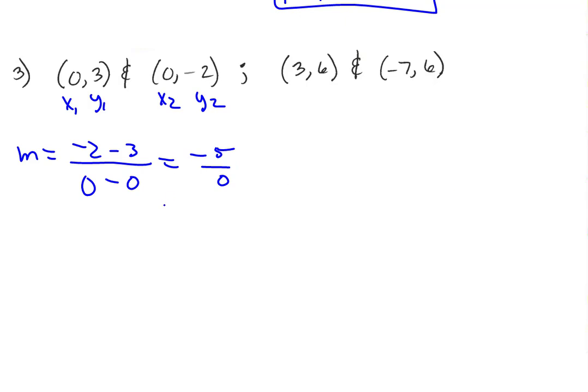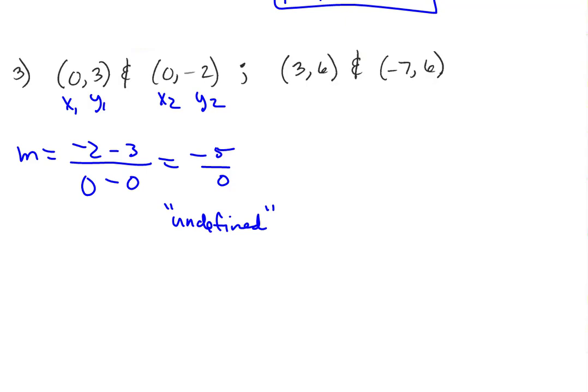That's actually a value known as undefined. Okay, we've seen this kind of thing before. You cannot divide a number by 0. So we call that undefined. Okay, so just leave that there for a second. Let's go on to the next one and come back and try to make some more sense of that.